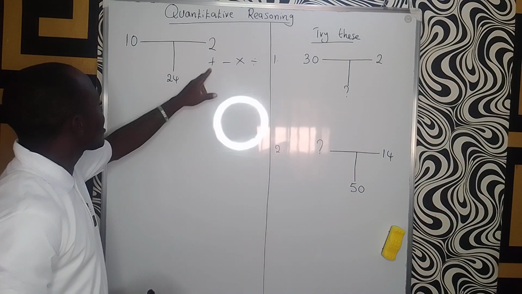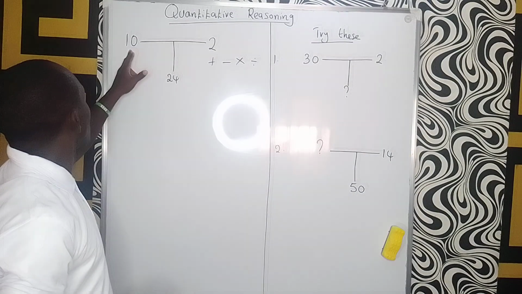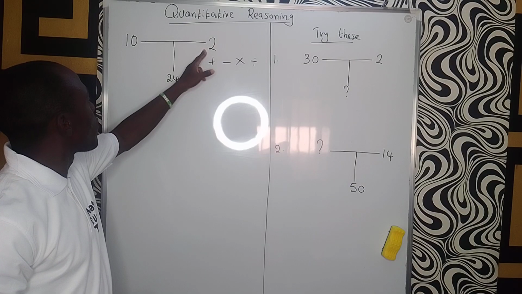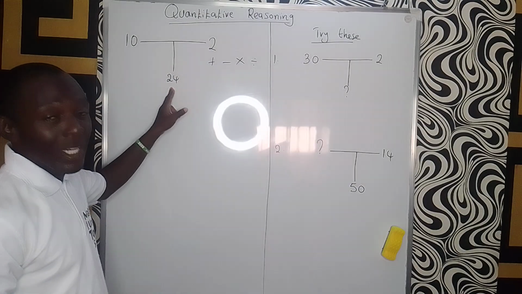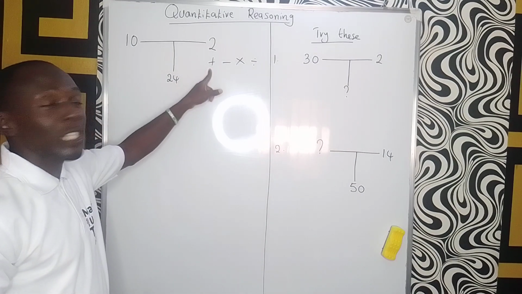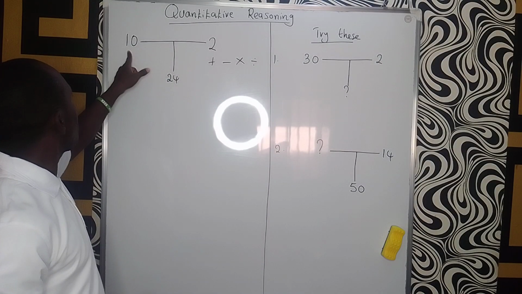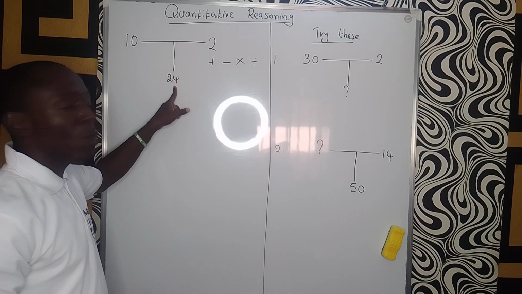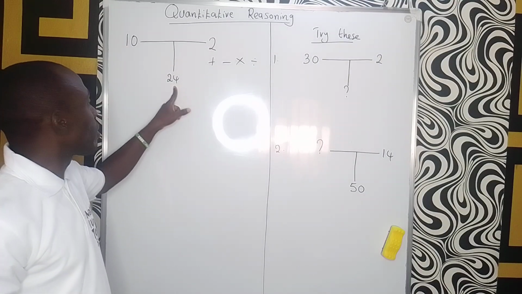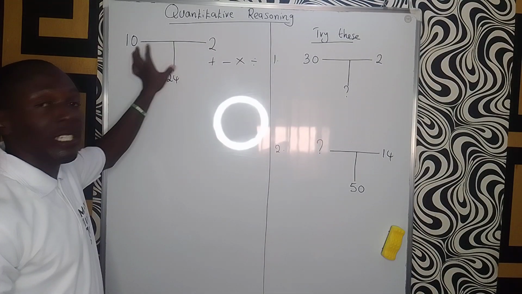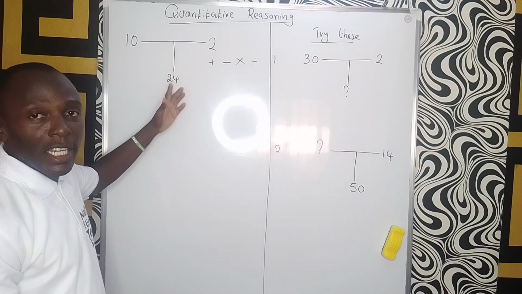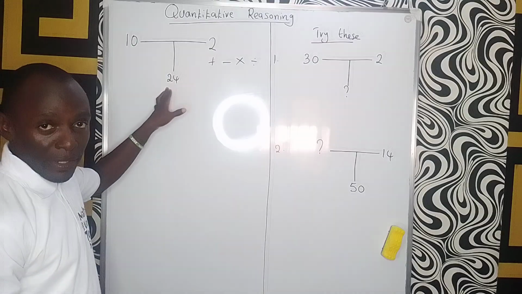Okay, let's try addition. 10 plus 2 is to give us 24? No, it's not going to give us 24. So obviously it's not addition that was done. What about subtraction? 10 minus 2, will it give us 24? No. Why am I doing this? Because 24 is the biggest number among these three numbers. So I'm trying to check how this big number came about first.